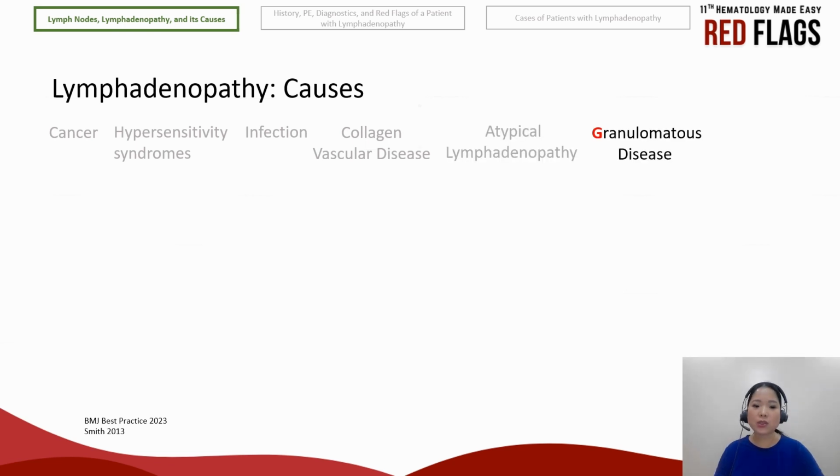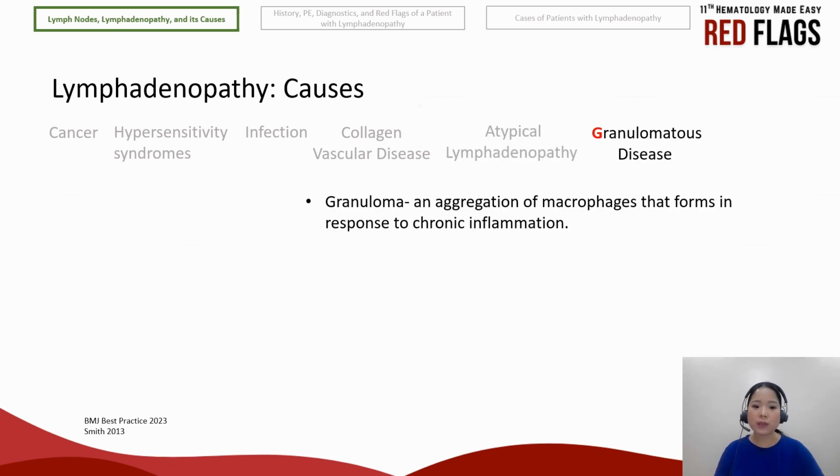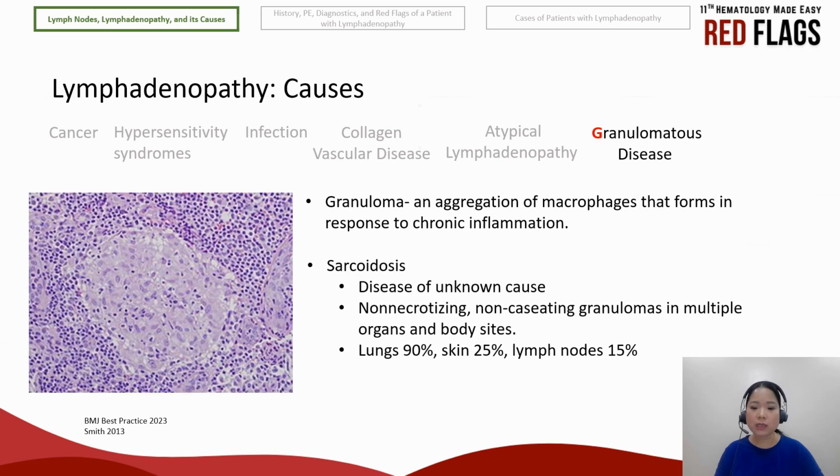G stands for granulomatous disease. A granuloma is an aggregation of macrophages that forms in response to a chronic inflammation. Granulomatous diseases include sarcoidosis, which is a disease of an unknown cause. It is characterized by non-necrotizing, non-caseating granulomas in multiple organ sites, such as the lungs, the skin, and the lymph nodes. The picture at the left is a granuloma without necrosis in the lymph node of a patient with sarcoidosis.